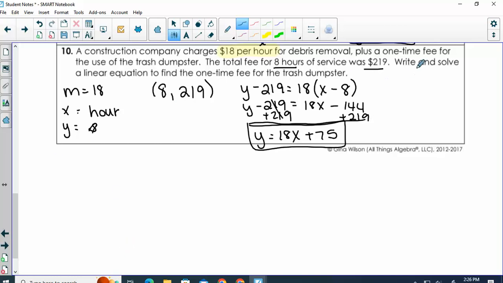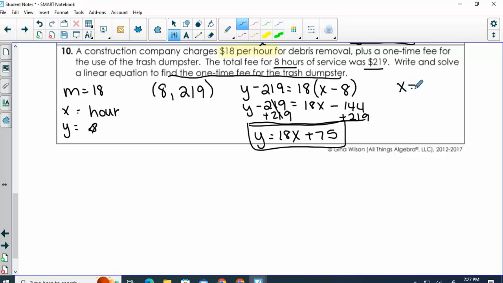And then we have to answer. So that's basically, we have to have the equation, and then we have to answer the question that was asked. So then it says, write and solve a linear equation, so we've got that, to find the one-time fee for the trash dumpster. Okay, what it's asking for here is how much do you have to pay even if you don't use it at all?